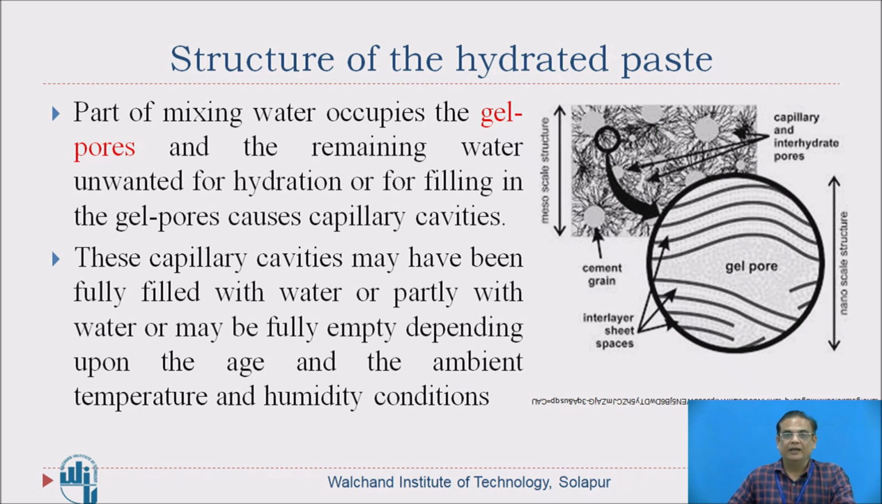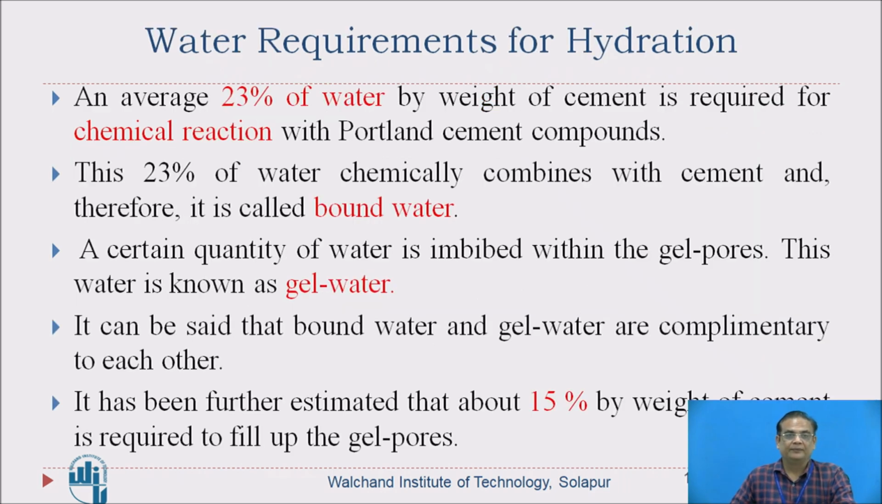So this is very important: the water used is partly for occupying the gel pores and partly for filling the capillary cavities in concrete. Now how much water is required for the hydration process? It is observed that an average of 23% of water by weight of cement is required for chemical reaction with Portland cement compounds. And this 23% of water chemically combines with cement and therefore it is called bound water. Remember, this is called bound water.